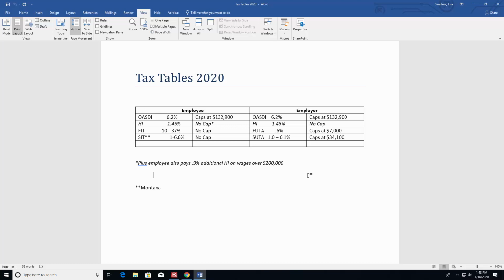Is it just for the employee, right? It's just for the employee. The employer doesn't match that additional 0.9.